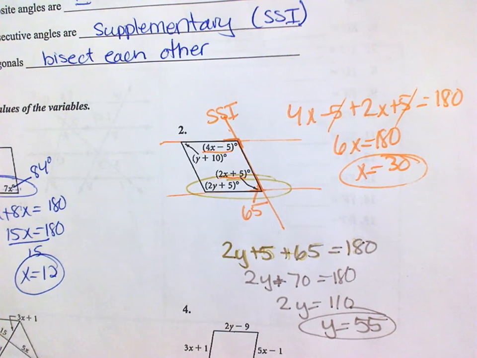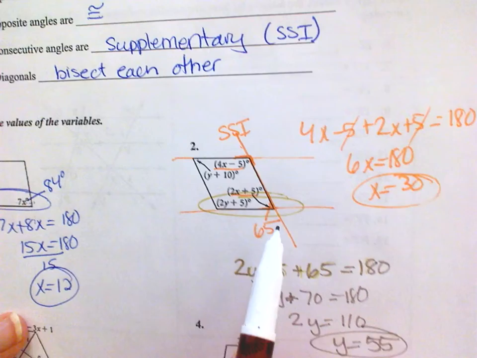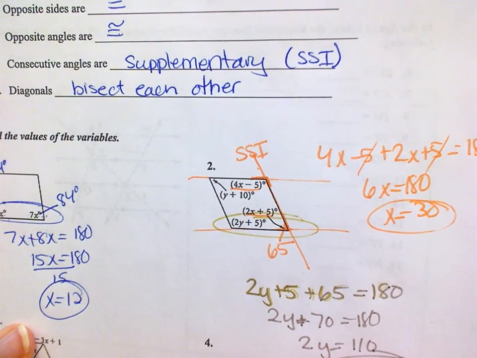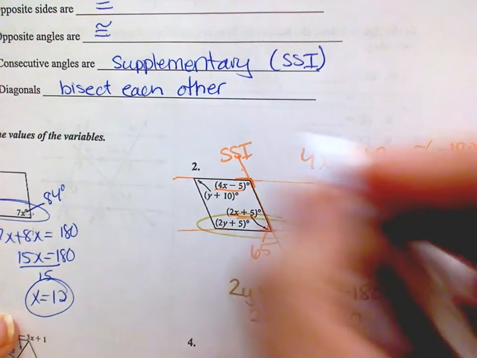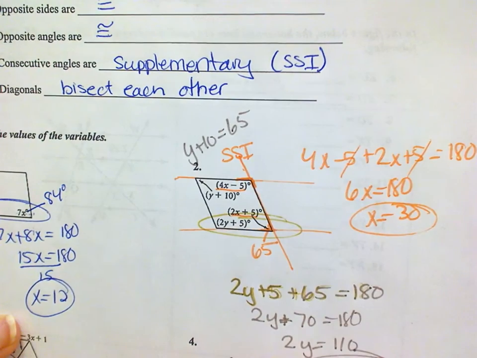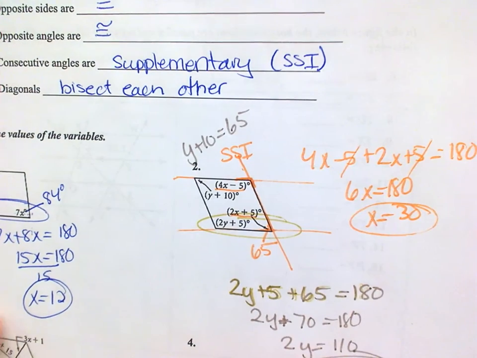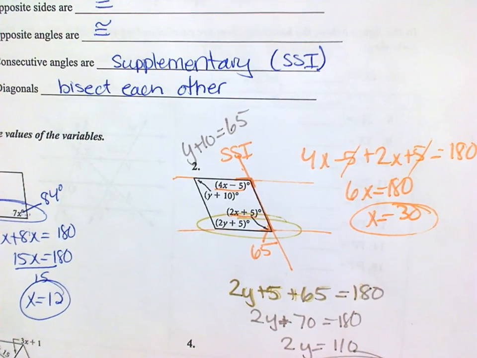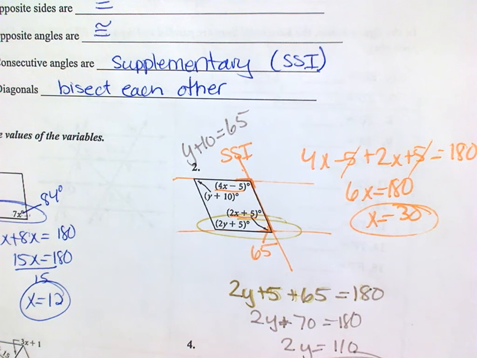If you wanted to, you could have also gone diagonally. If you know this is 65, oh, that would have been a lot easier. You could have said that y plus 10 should also be 65. Yeah, we should have done that. That would have been a lot quicker. But now you know both.